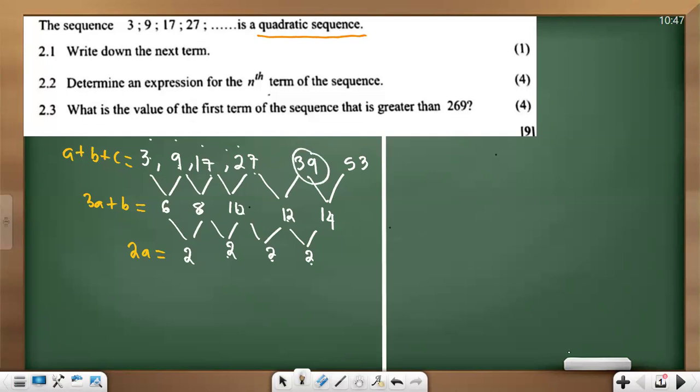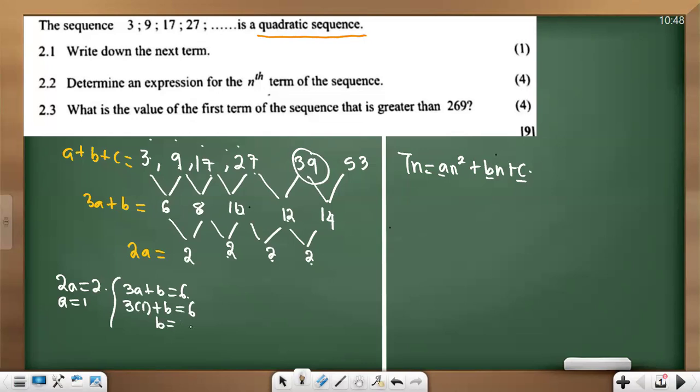All right, sweet. Write down an expression for the nth term of this sequence. Okay, now the examiner wants Tn equals an squared plus bn plus c. All right, let's see. We need to get a, b, and c. How do we get a? 2a equals 2. Divide through by 2, a will give you 1. 3a plus b will give you 6. But I know a is 1. I can quickly get my b. And b will be 6 minus 3, which will give you 3.